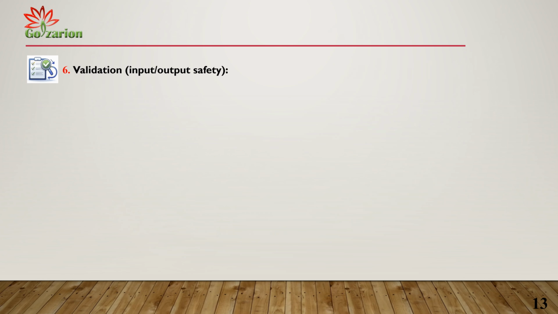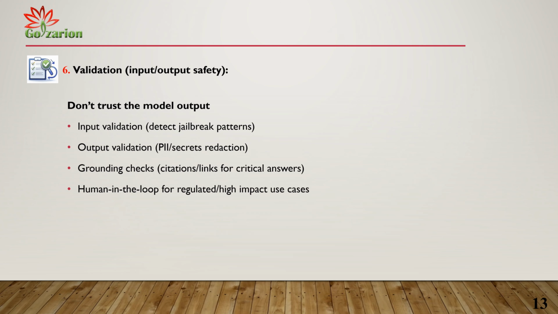Now, validation. Because you don't trust the model output by default, you need input validation to detect suspicious patterns like jailbreak attempts. You need output validation to prevent accidental disclosure of PII or secrets. For critical answers, add grounding checks. For example, return links, citations, or source references instead of pure free text. And for regulated or high-impact use cases, keep a human in the loop for approval. This is how you reduce harm from hallucination and unsafe outputs.